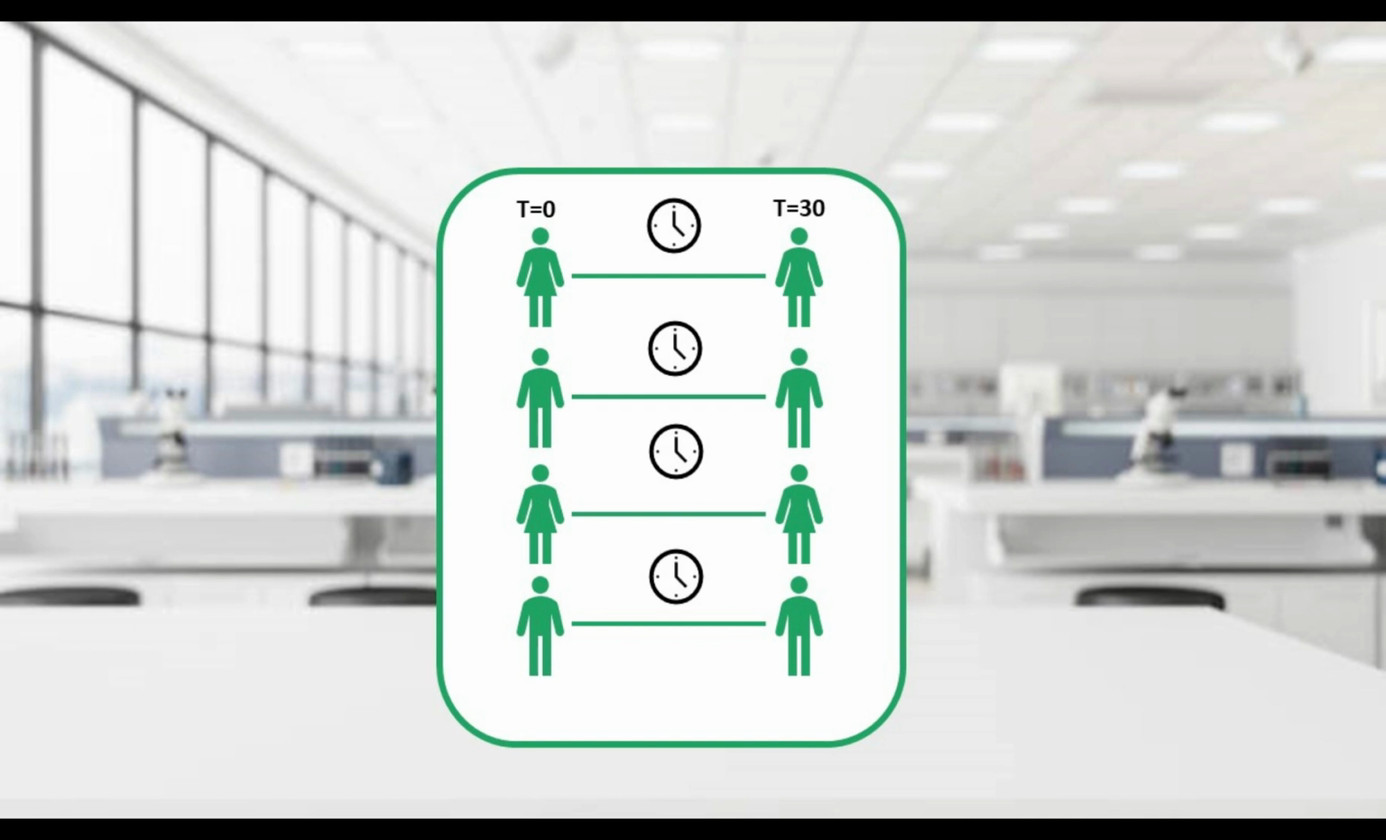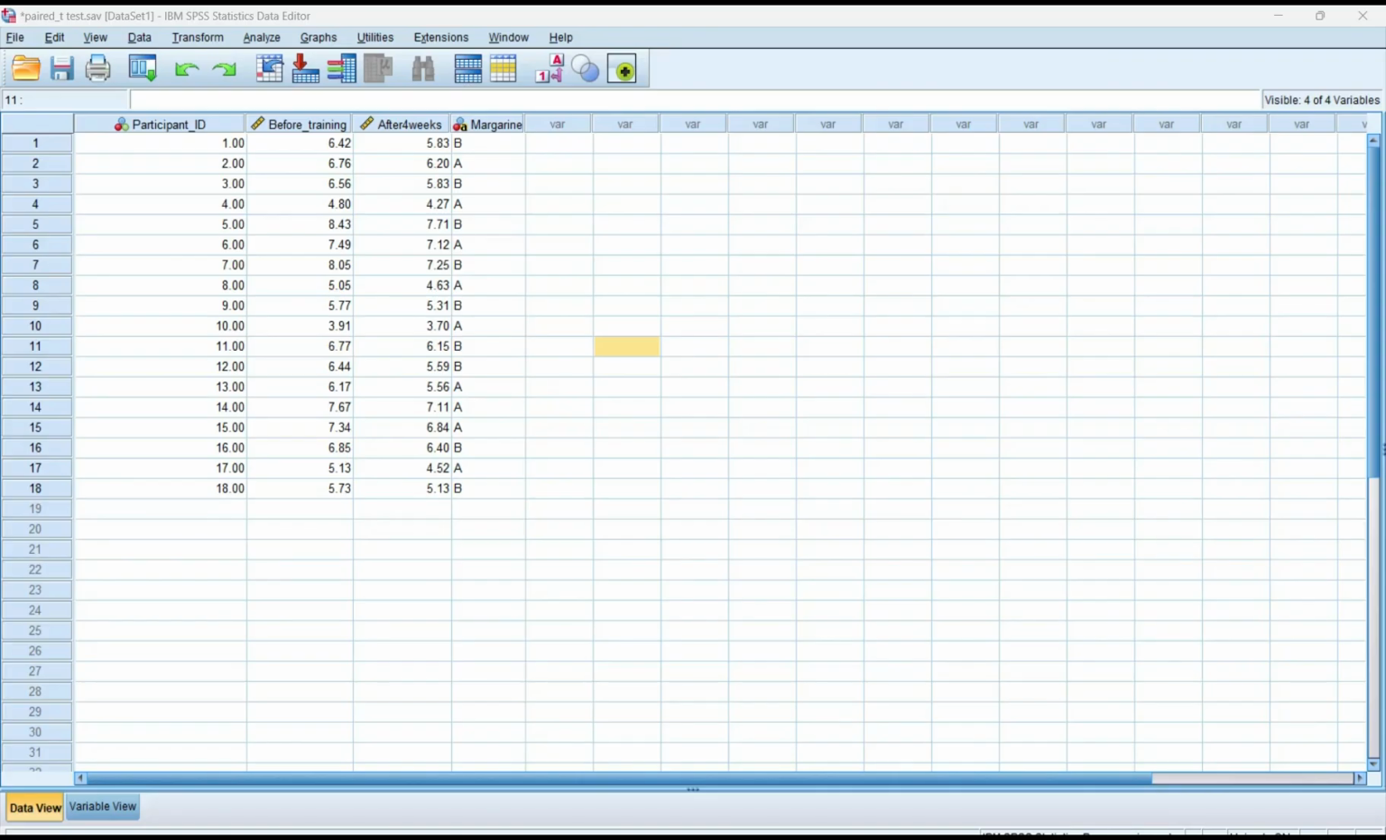It's crucial to know when to use a paired t-test. We typically use it when we're dealing with dependent or matched samples. For example, before and after measurements, repeated measures on the same individuals, or matched pairs in an experiment. Now, let's dive into SPSS and see how we can perform a paired t-test.